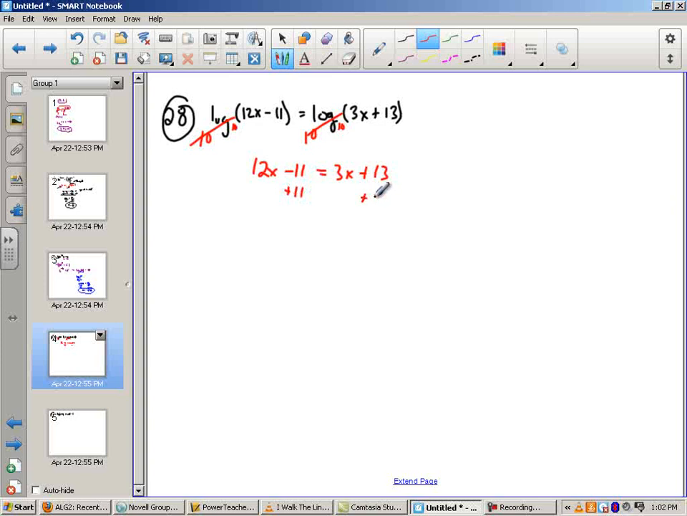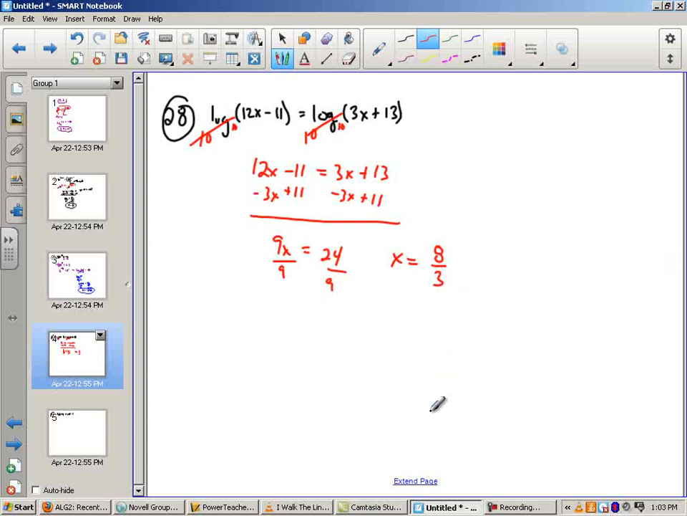So we're going to add 11 and subtract 3x to get 9x equals, is it 24? So x will equal, divide both of those by 3, it's 8 over 3.